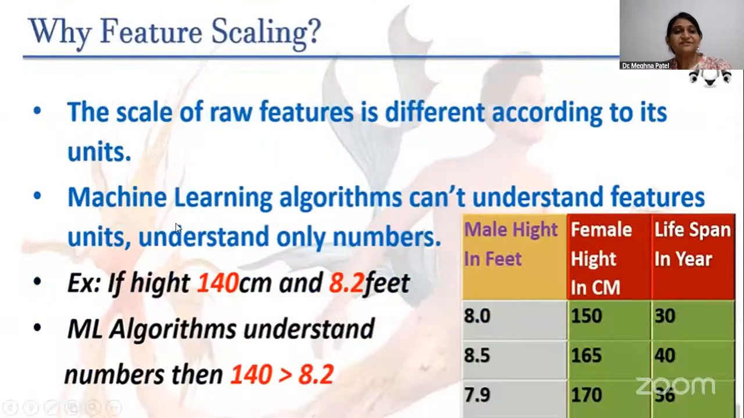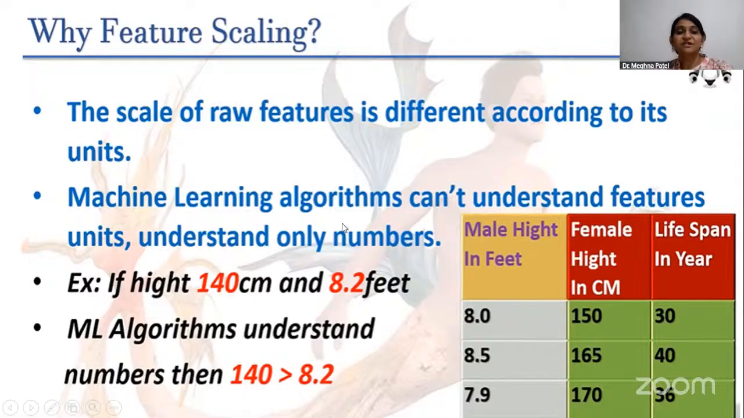Okay, why is feature scaling required? The scale of a raw feature differs according to its units. We have seen that here the height is in feet, here the height is in centimeters, and here it is in years. So every unit is different, and the scale of a raw feature is different according to its units.